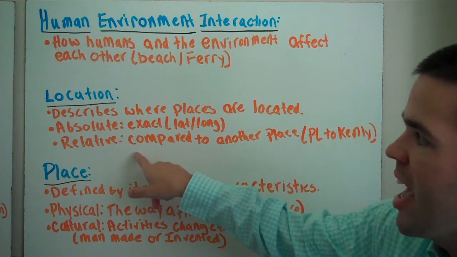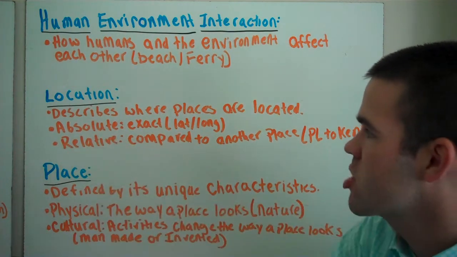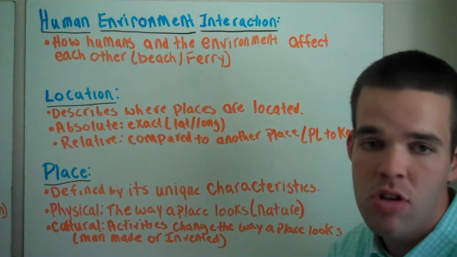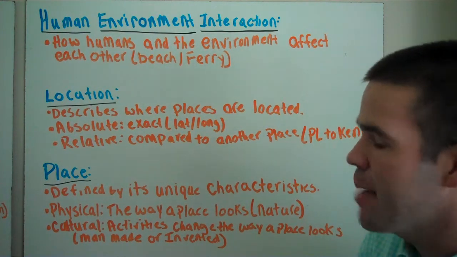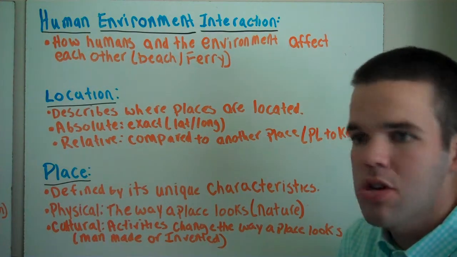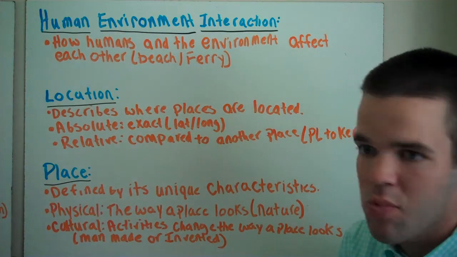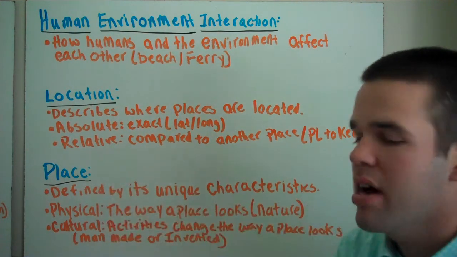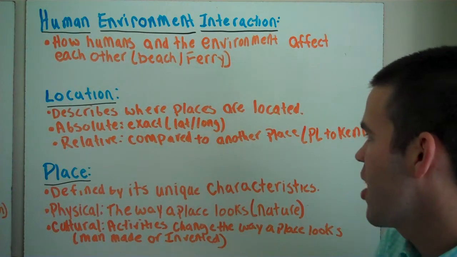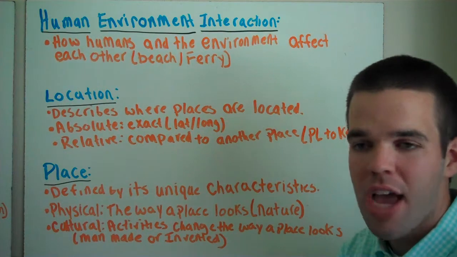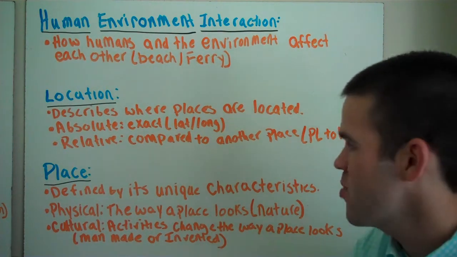The next one in help is location. Location describes where places are located on the Earth's surface. There are two types of location. There's absolute, which is exact, which has to do with latitude and longitude, 42 degrees north, 15 degrees west. The next type is relative. Relative is a place compared to another place. That would be Pine Level to Kinley, McDonald's to Bojangles, Cookout to McDonald's.